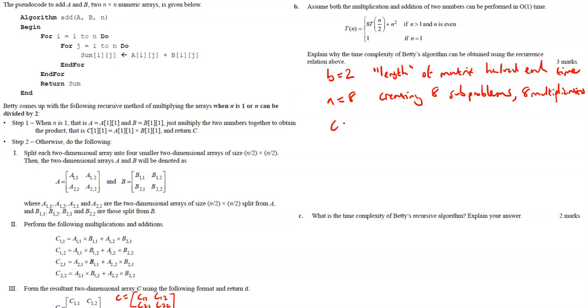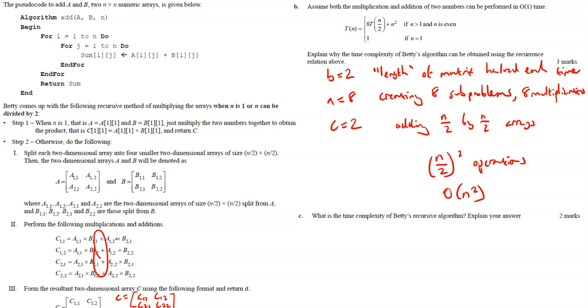And then we can say that c equals 2 because every time we are adding n over 2 by n over 2 arrays, so that means n over 2 squared operations, which is big O of n squared. We don't care about the fact that it's over 4. I think that last bit is particularly tricky to see, but it's the additions which are happening here at this part of the problem.